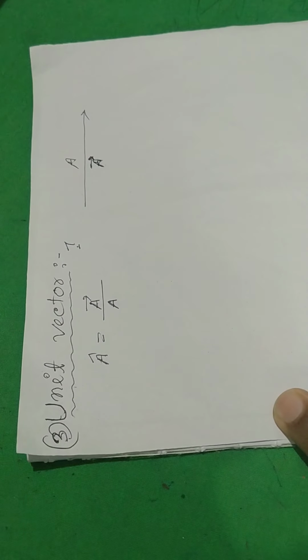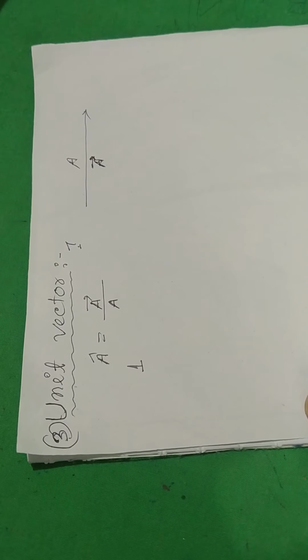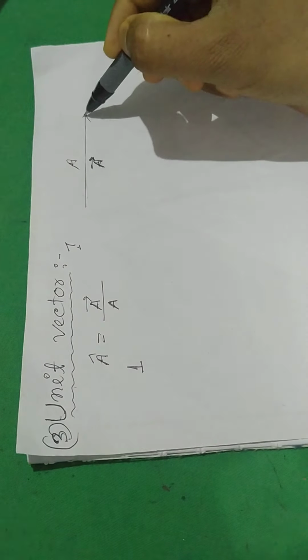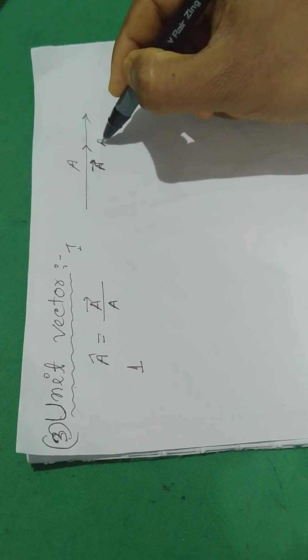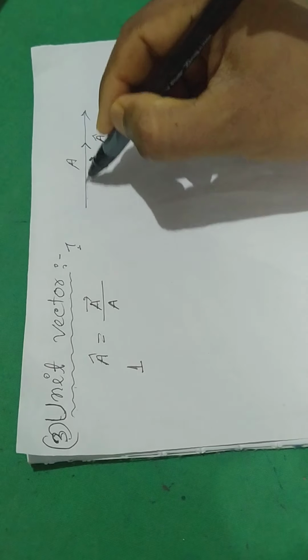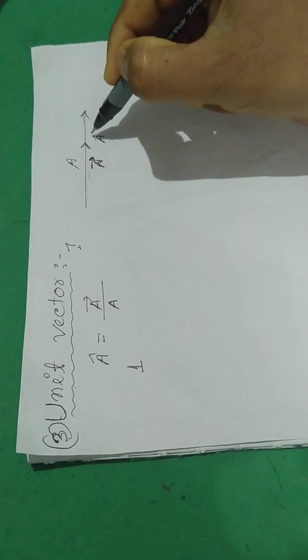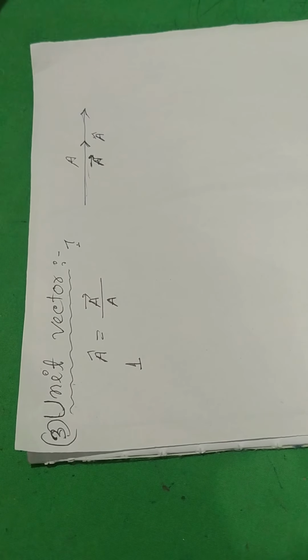The magnitude of a unit vector is always 1, and its direction is the same as that of the given vector. So the direction of the unit vector is always the same as the direction of the given vector. Given vector has this direction, so the unit vector also has the same direction. A unit vector gives the direction of the given vector.